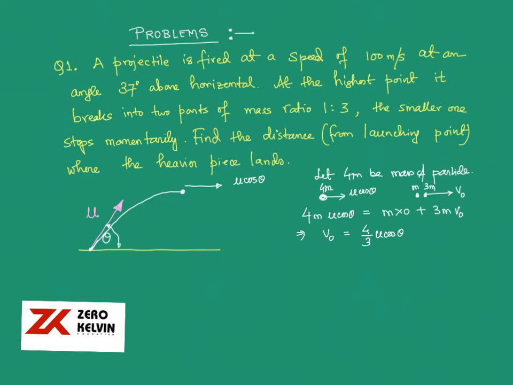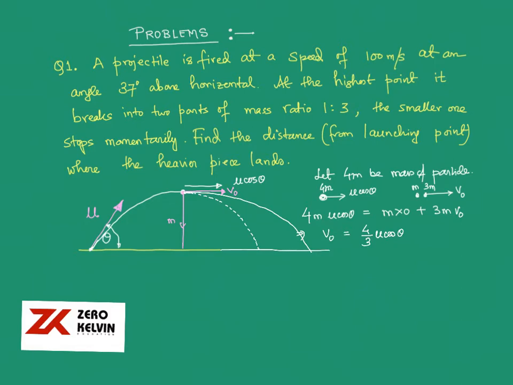So after collision, m drops here, while this 3m moves with a velocity v0 which is greater than u cos theta, 4/3 u cos theta. So it will drop here. If it would not have been broken, then it would have traveled here. Right now it is having more velocity, so it will drop certain distance beyond.